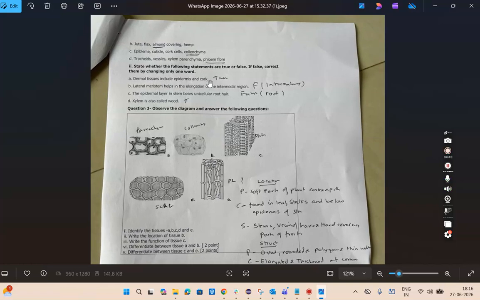Dermal tissue includes epidermis and cork. True or false? True. Lateral meristem helps in elongation of the internodal region. False. Which one is that? Intercalary meristem. Epidermal layer.